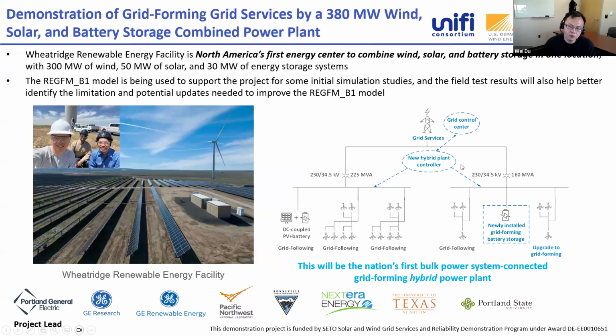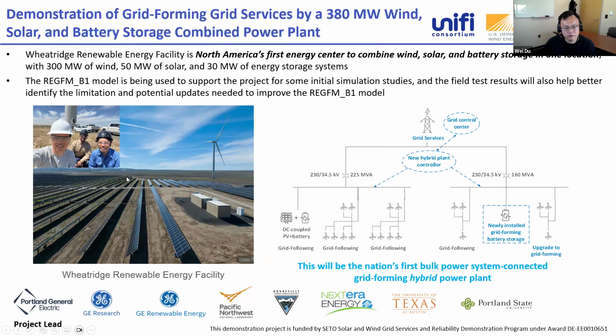For this project, we will change a portion of the grid-following wind turbines, double-fed induction generators, to grid forming, and we'll also install a grid forming battery on this site eventually. So this site will be a hybrid of grid forming and grid following plants, with solar, wind, and energy storage. This is a very exciting and also challenging project. But if successful, this will be the nation's first bulk power system connected grid forming hybrid plant. So it's a very meaningful project to industry, in my opinion.